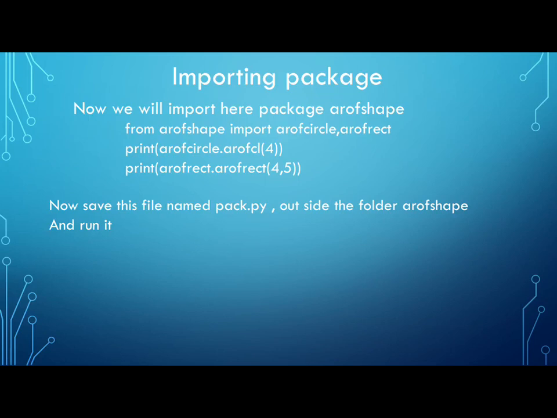Now what we have to write: from. This is a very important statement. You should practice it twice, thrice, or as many times as you can. In general you write import directly, but here we have to write from, then your folder. So from that particular folder, meaning from that package, import. What we are importing: we have two modules over there, one is area of circle and one is area of rectangle.